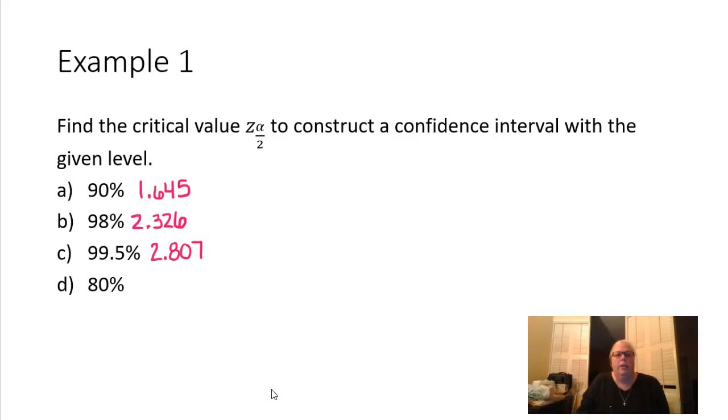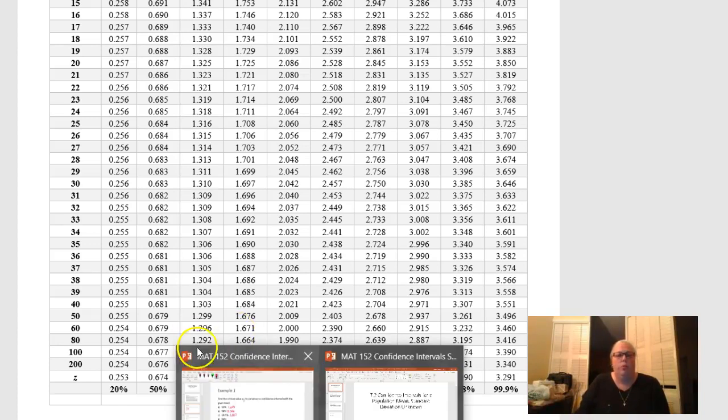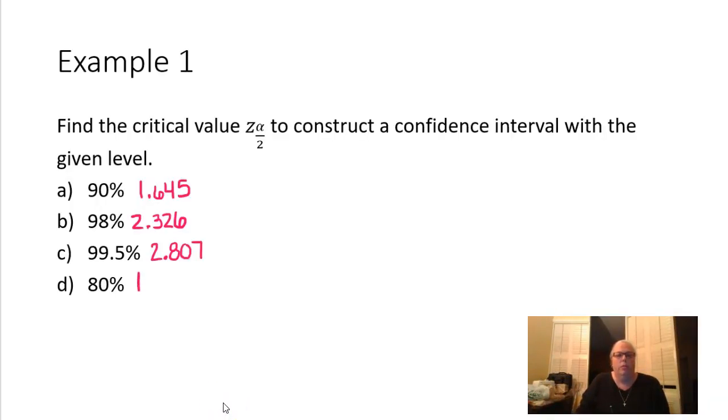And then the last one, 80%. So let's pull up table A2 again. 80%, here it is, the critical value right above it, 1.282. All right, and that is how we find the critical values, or our z sub alpha over 2 values. They're also known as critical values, if you know the percent confidence that you want to have.